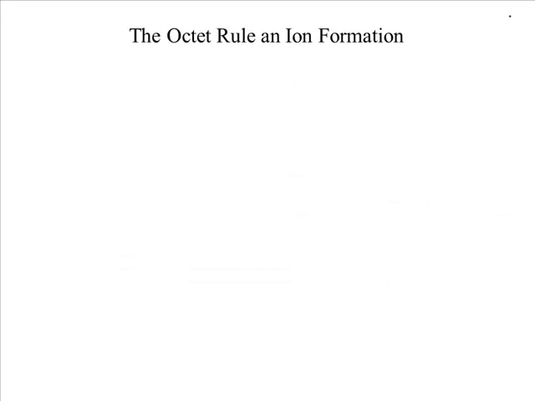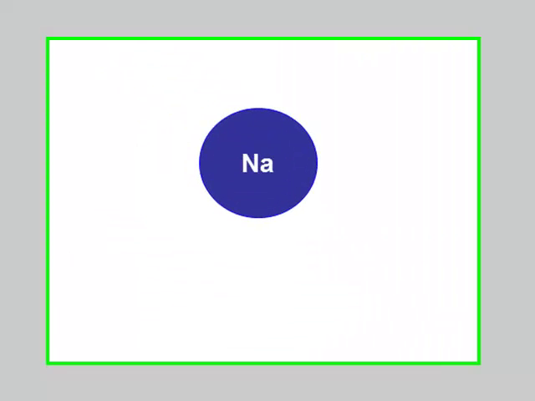Let's take a second to look at why an atom might become an ion so that it can have a perfect octet. Or in other words, why does gaining or losing an electron give it the ability to become isoelectronic with a noble gas? I'm going to use the example of sodium.